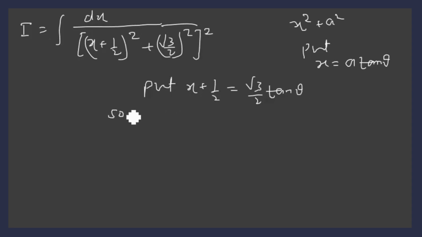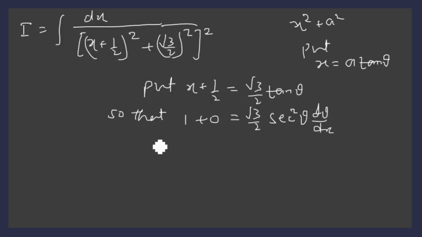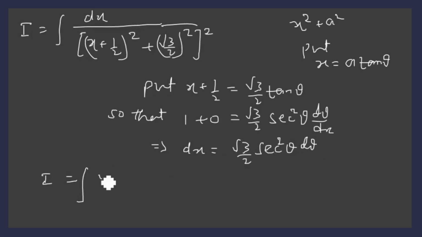So differentiating, what result do we get? dx, this 1 becomes 1, this becomes 0. Here root 3 by 2 times the derivative of tan, which is sec square theta d theta by dx. So from here we get dx equal to root 3 by 2 sec square theta d theta, right? So I can write the integration I as root 3 by 2 sec square theta d theta.